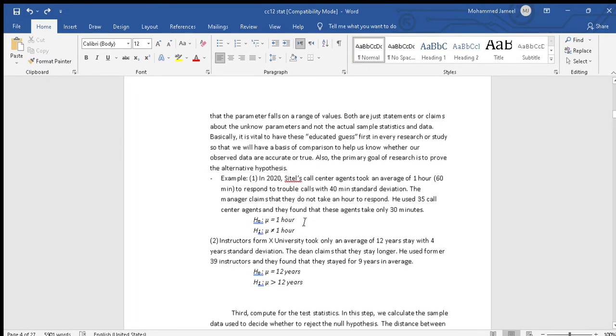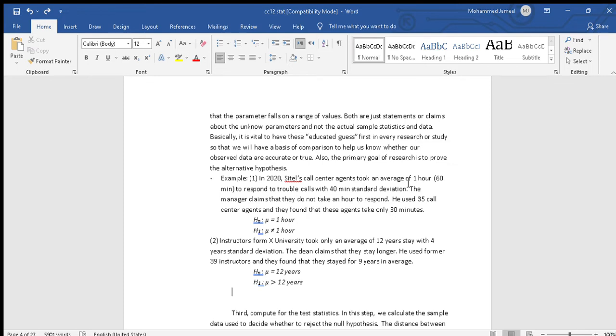the discussion, the null hypothesis is the information or the idea that we already have, like in this case it's going to be 1 hour, and the alternative hypothesis is going to be everything except the null hypothesis. So, for example, that's why we wrote the null hypothesis as 1 hour, because it's already said that the call agent takes 1 hour to respond.